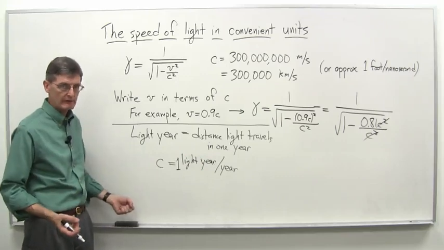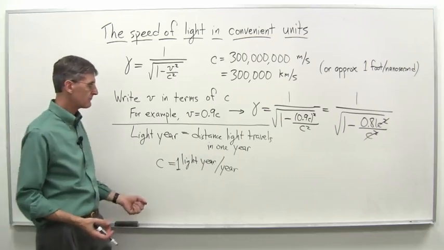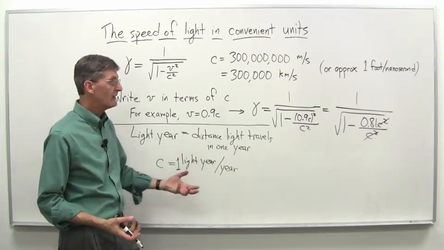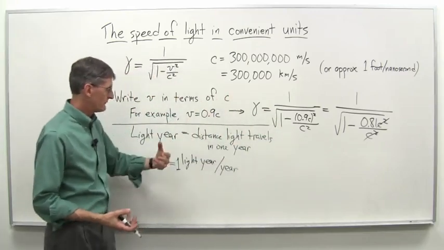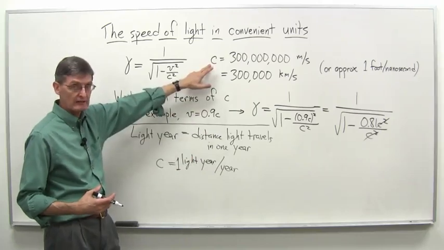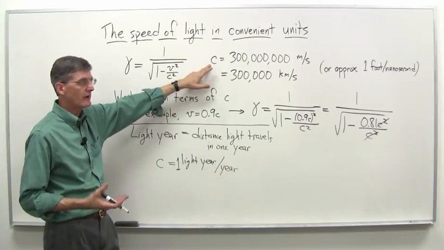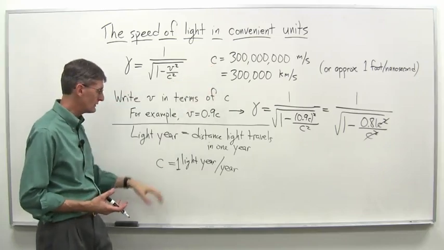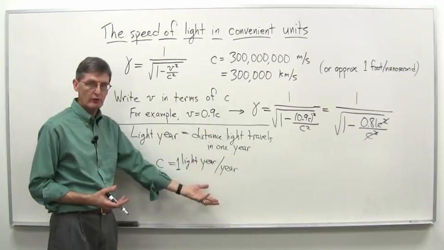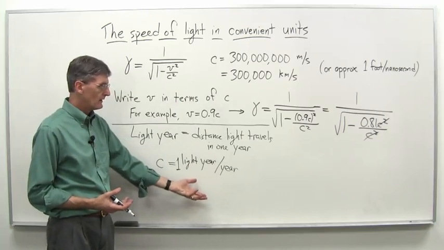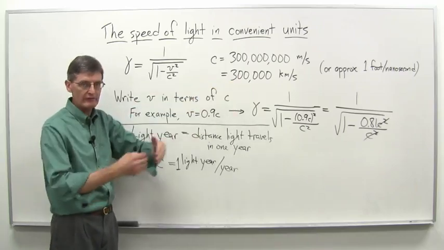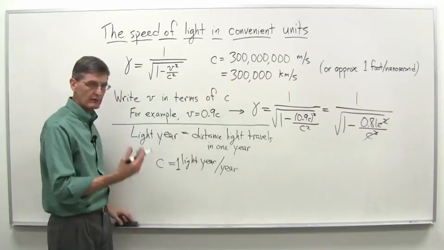Light second is often used. In fact, 1 light second is the distance light travels in 1 second, which is still pretty far, right? It's going 300 million meters per second, so in 1 second, it's 300 million meters. Okay? So 1 light second is 300 million meters, but c is 1 light second per second. If you did 1 light nanosecond per nanosecond, then it's 1 foot. That's the distance light travels in 1 nanosecond, approximately.